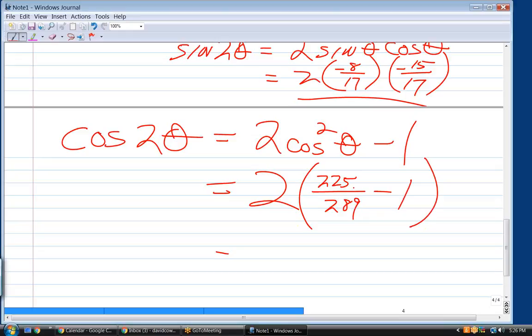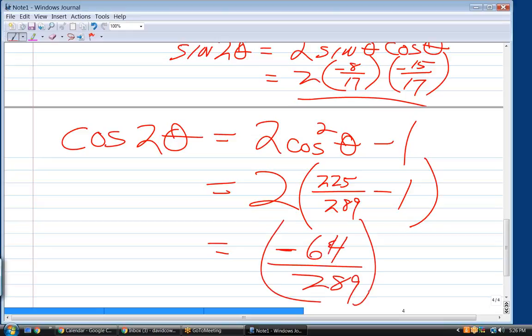So then 289, okay, so that looks like it's minus 64 over 289 times 2. So minus 128 over 289. And I have a feeling 289 is probably prime, so I'm not going to find anything that divides into it. 9 doesn't, 3 doesn't, 7, nope. So I think that's probably your final answer.